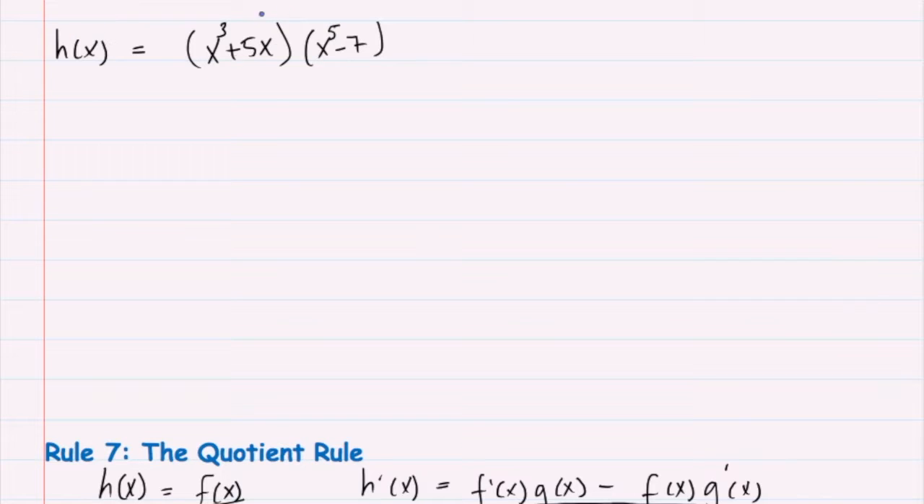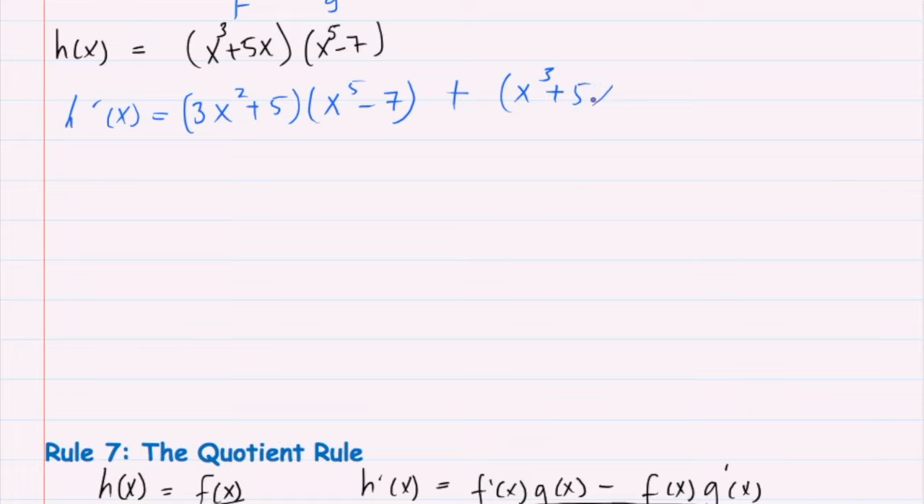This function h of x is a product between the first one here, which is x cubed plus 5x, and this is the second one, which is x to the 5 minus 7. Let's derive. H prime of x is equal to the derivative of the first function, so 3x squared plus 5 times the second function the way it is, x to the power of 5 minus 7, plus the first function the way it is, x cubed plus 5x times the derivative of the second function, which is 5x to the power of 4 minus 0.